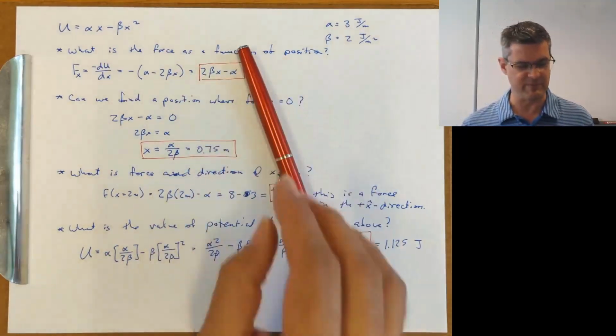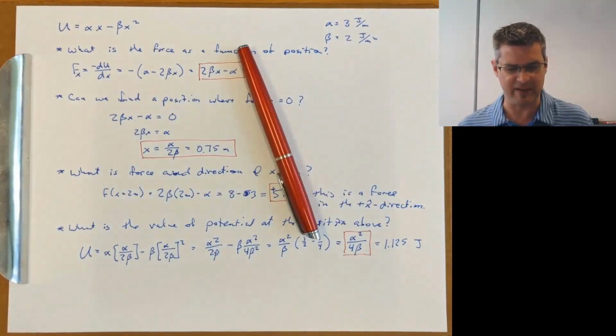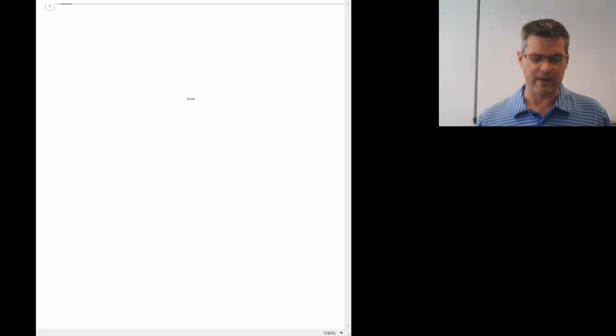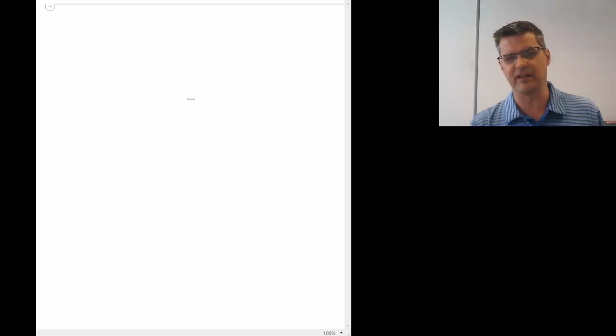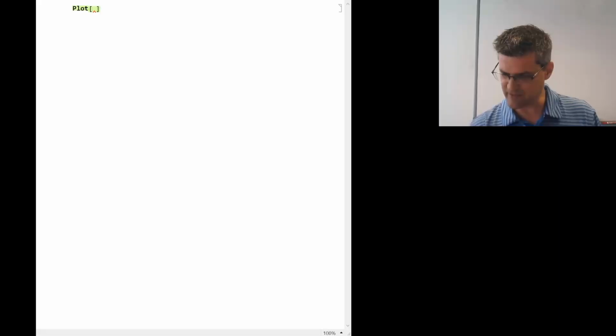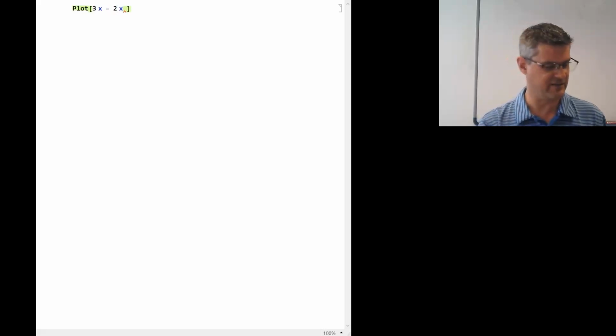And maybe we wanted to spend a little bit of time looking in Mathematica of how this might look. So let's go to Mathematica here quick. You see Mathematica? I don't yet. Maybe I wanted to look at a plot of this thing. So let's plot. This is going to be alpha x, which is 3x, minus beta, which is 2x squared.